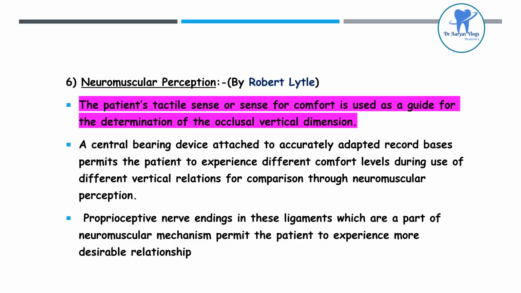What is neuromuscular perception? According to Robert Lytle, the patient's tactile sense, or sense for comfort, is used as a gauge for determination of the occlusal vertical dimension. Here, a central bearing device, which is attached to accurately adapted record bases, permits the patient to experience different comfort levels during use of vertical relations for comparison through the neuromuscular perception. Here the proprioceptive nerve endings in these ligaments, which are a part of the neuromuscular mechanism, permit the patient to experience a more desirable relationship.